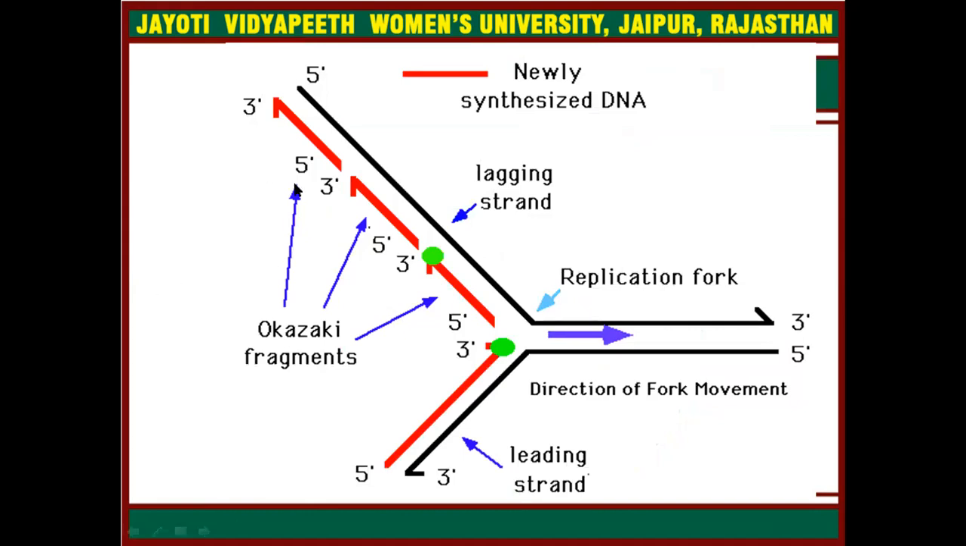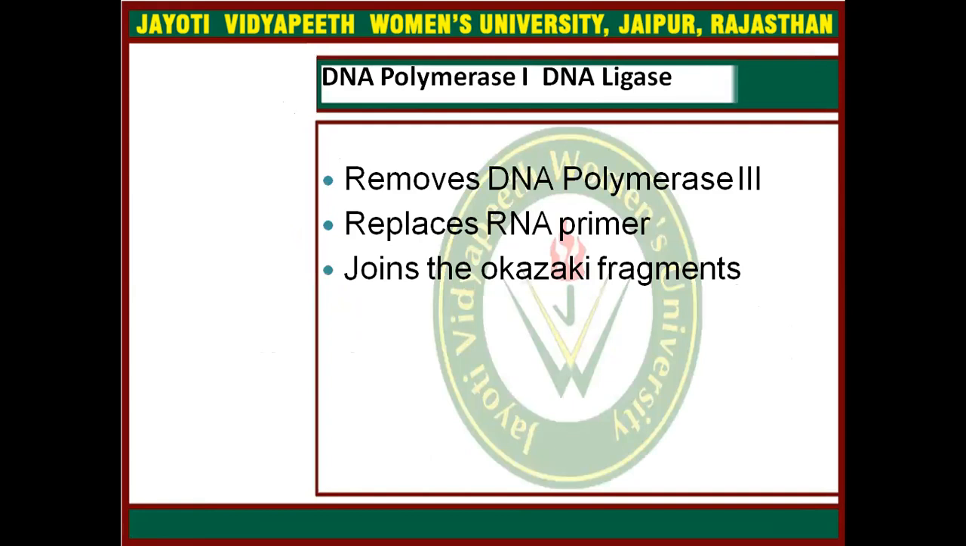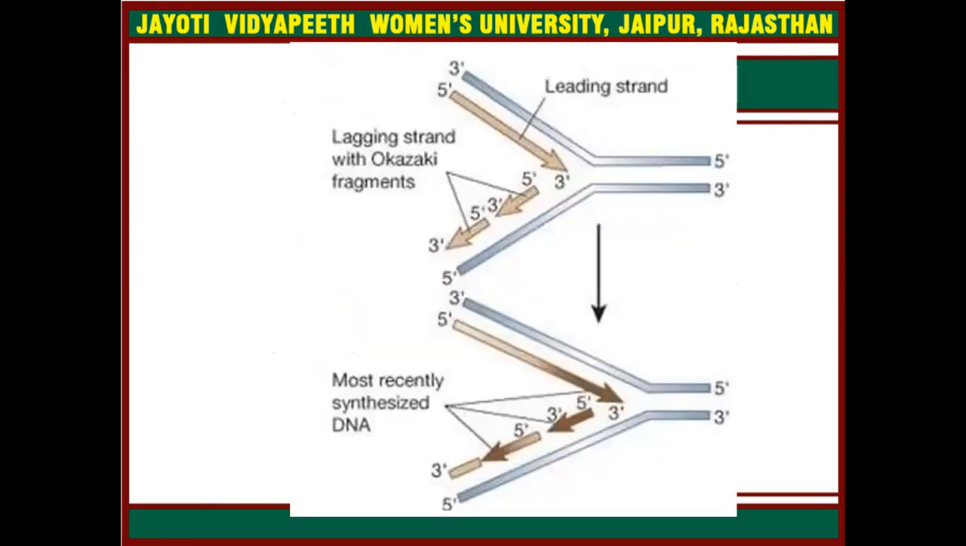These are the Okazaki fragments you can simply see. Next one, as I told you, the lagging strand is discontinuous and away from the replication fork, and primosome formation is involved. Now we will discuss DNA polymerase I and ligase. DNA polymerase I removes the RNA primer and replaces it with DNA, and the Okazaki fragments are joined by the DNA ligase enzyme.